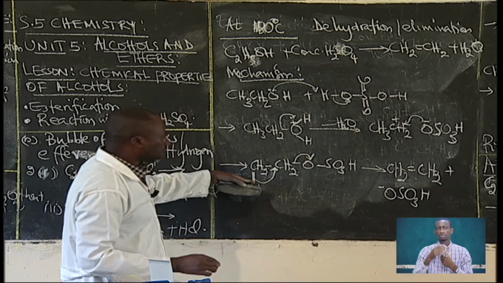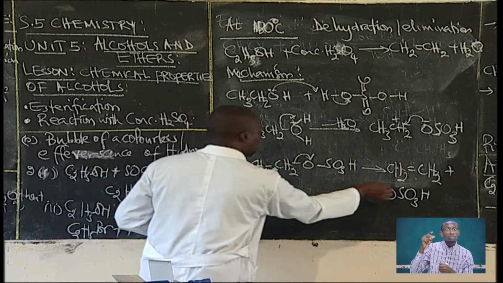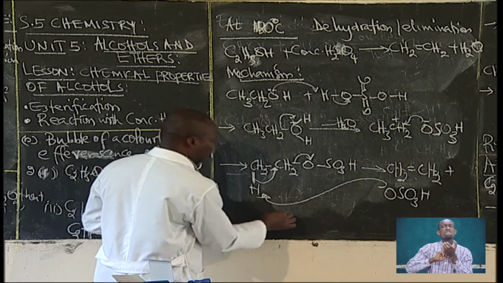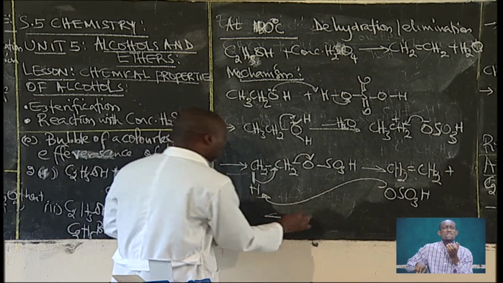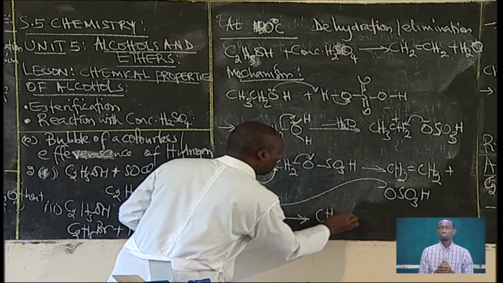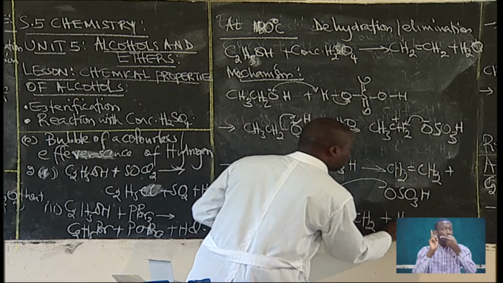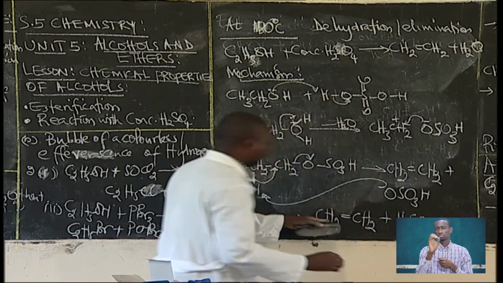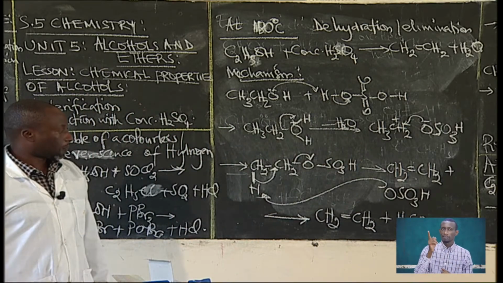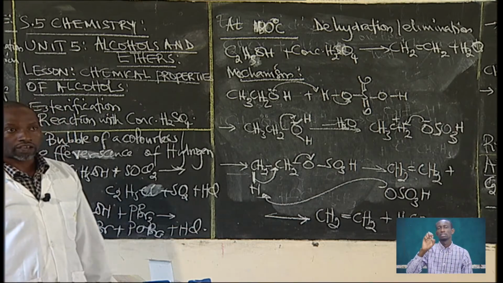So this hydrogen that has broken away, now this one will remove it. And then eventually, you will have your CH2=CH2 being formed, plus this one now becomes sulfuric acid. This is a dehydration reaction.